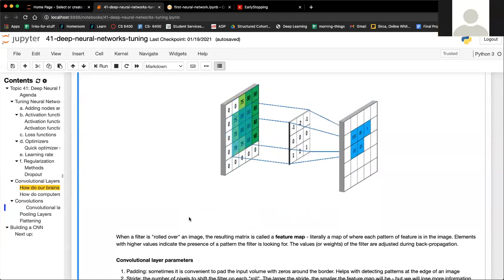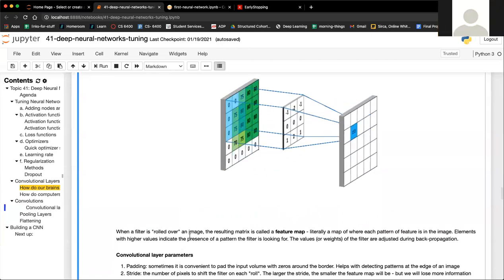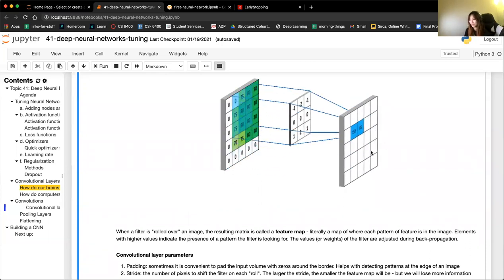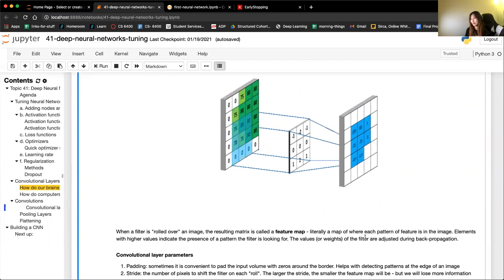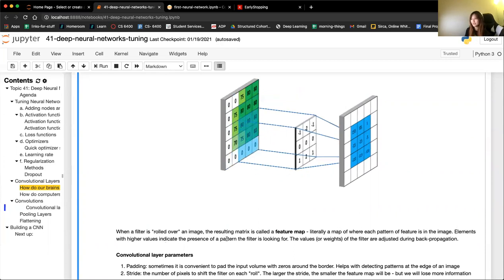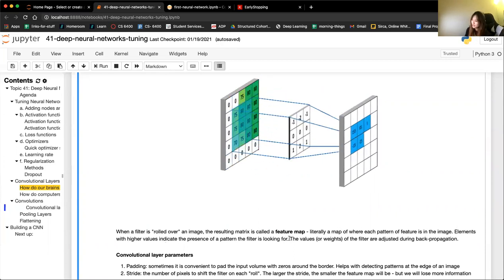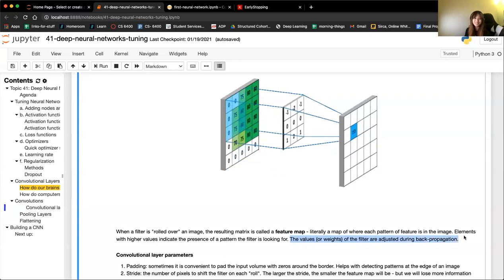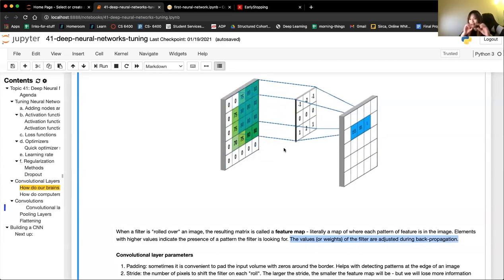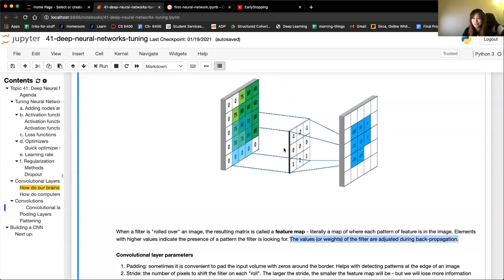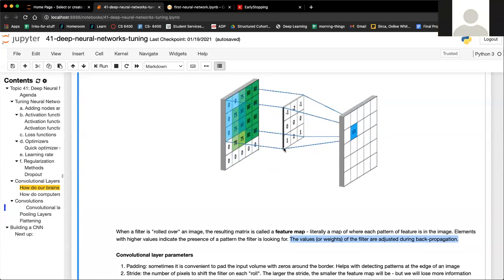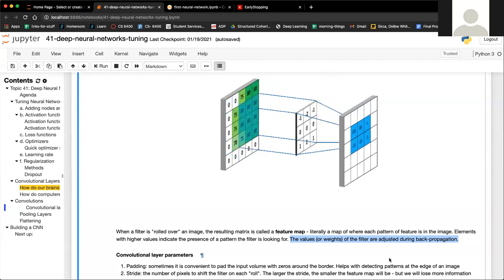Yeah, I think I have that in this next line here. When a filter is rolled over, the resulting matrix is called a feature map. Literally a map of where each pattern of the feature is in the image. And elements with higher values indicate the presence of a pattern the filter is looking for. The values or weights of the filter are adjusted during backpropagation. So you don't have to worry about, all right, I want to look for edges, so I have to make sure my filter looks like this. You'll see later in the code, we don't have to worry about any of the filter values. All right, awesome. Anything else?